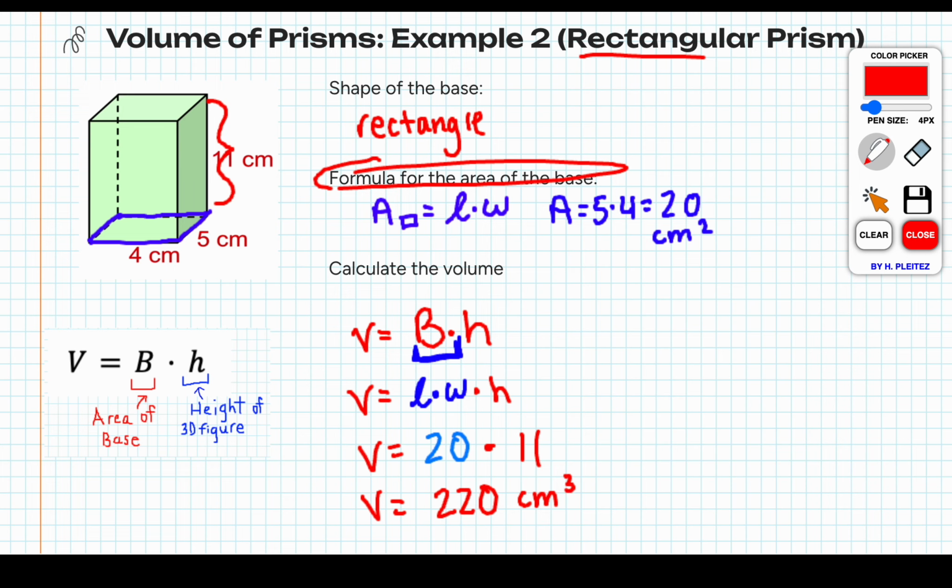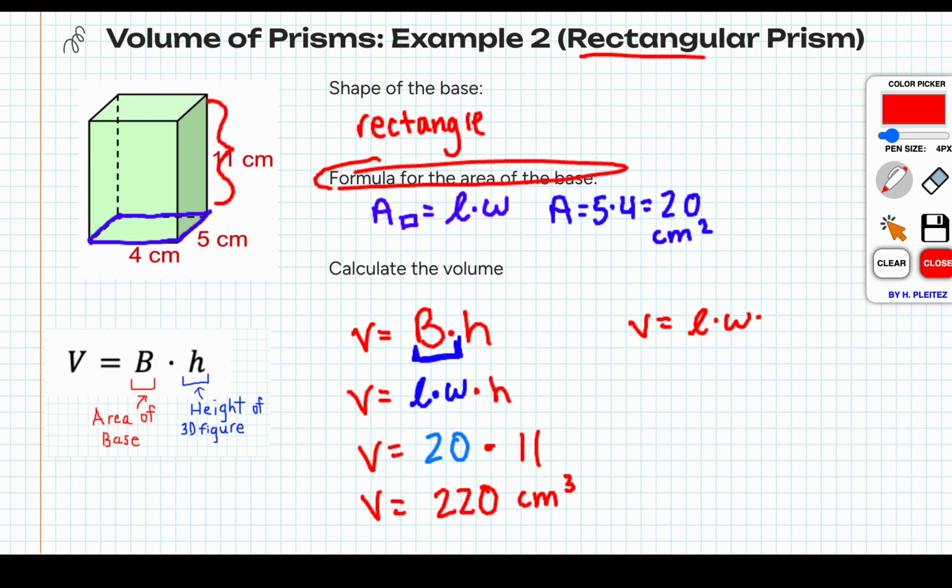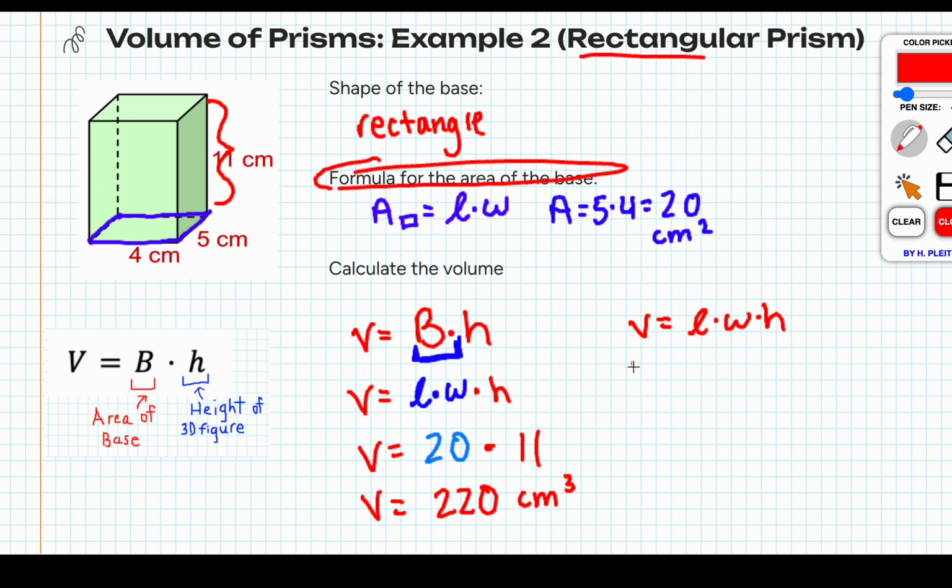So when we do that, we get that our volume is 220 centimeters cubed. Now another way you could have done it, when you get used to this, you know volume is just length times width times height. So instead of separating the base, you could have just done 5 times 4 times 11. And for any rectangular prism, you're allowed to do this. And if you did this, you'd get the same volume as 220 centimeters cubed.